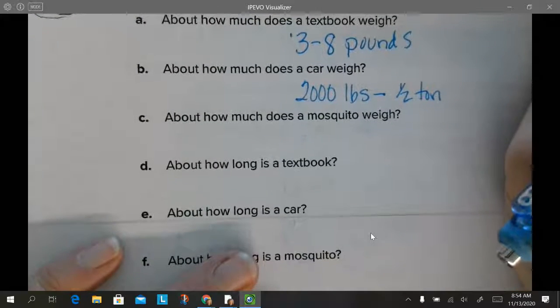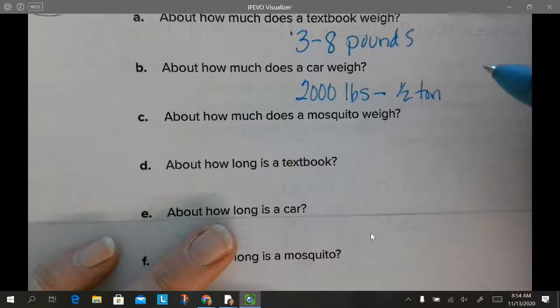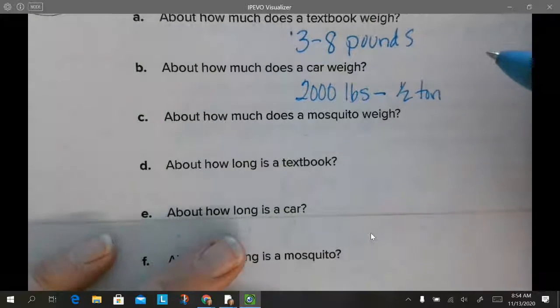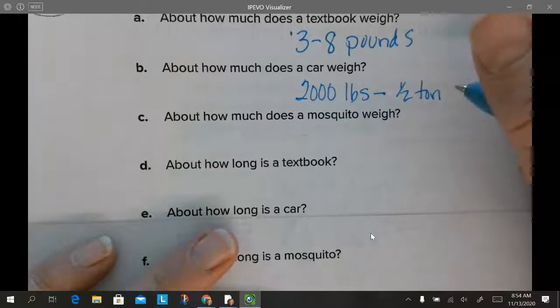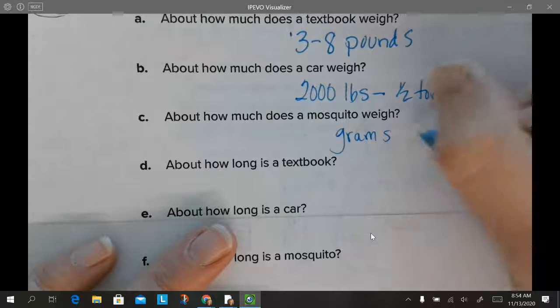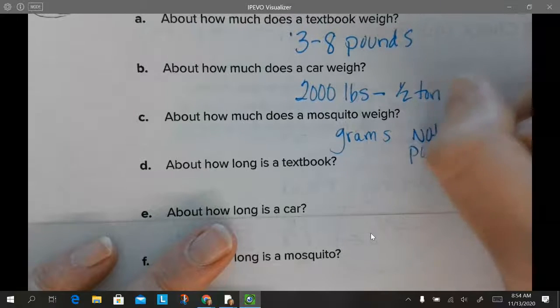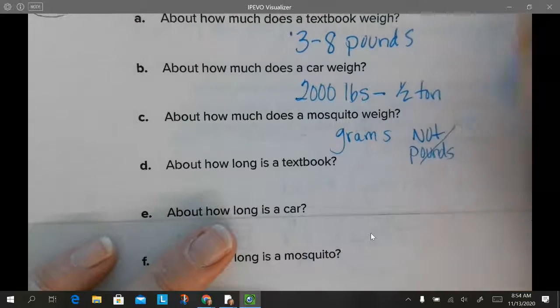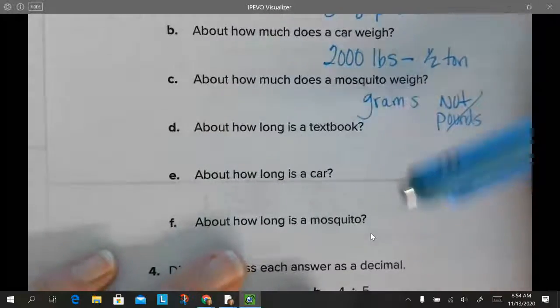How much does a mosquito weigh? Well, a mosquito would not weigh a pound. A mosquito would weigh maybe something in grams, okay? Not pounds. That's too big, okay?